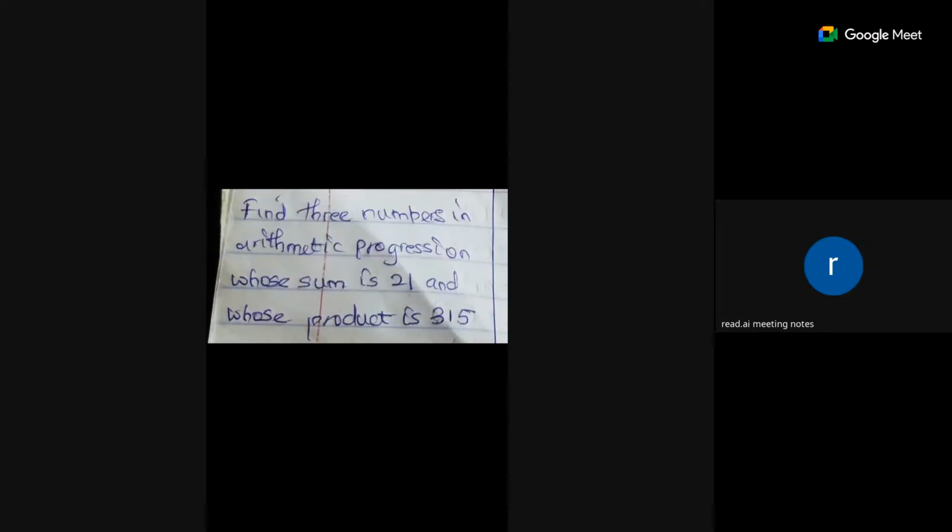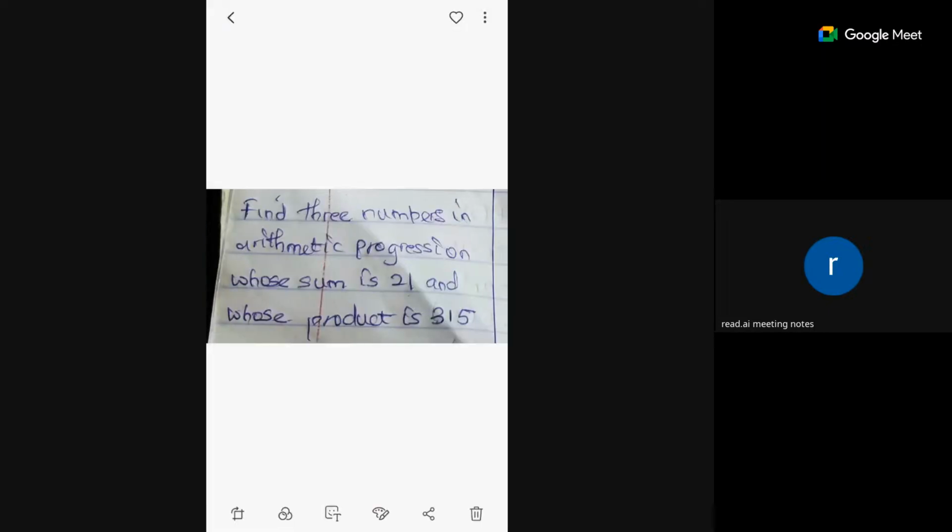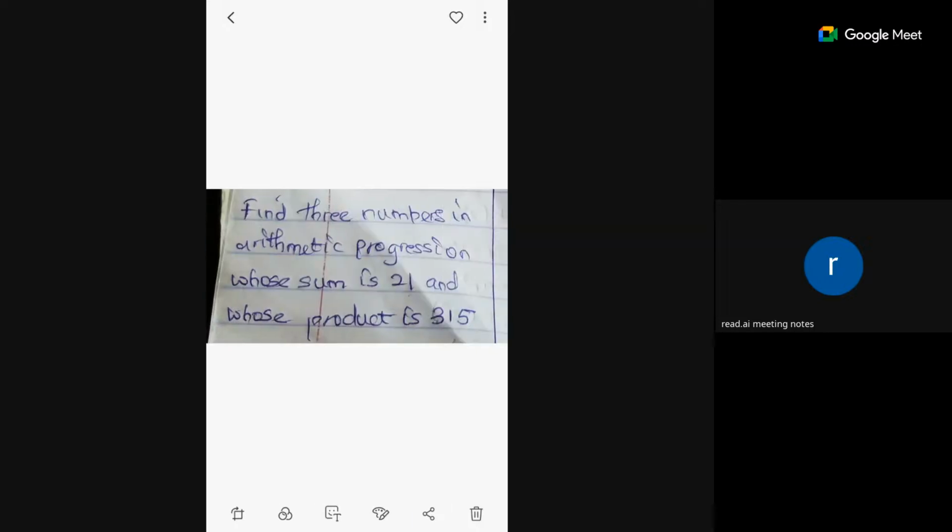Now let me break down what they asked me to do. They said find three numbers. Okay, we've done that one. So we've found the three numbers. Now the next one, they said whose sum is 21. That means I'm going to add these three numbers together. That is the sum. So if I add them together, they'll be equal to 21. And whose product means I'm going to multiply these three together, and I'm going to have 315. So let's do it one after the other.